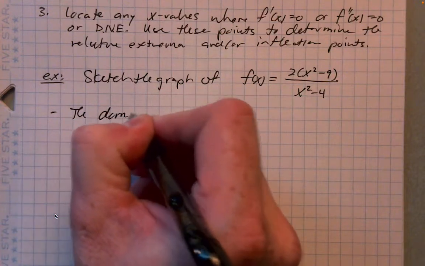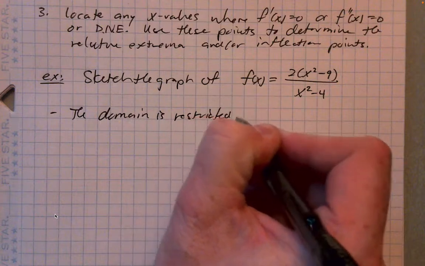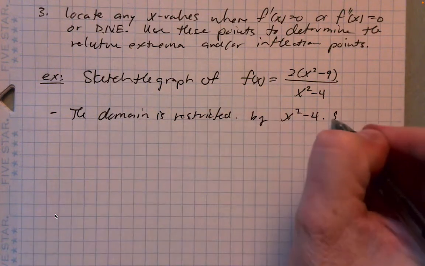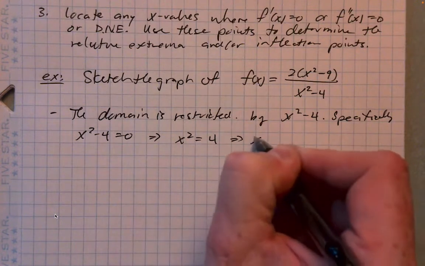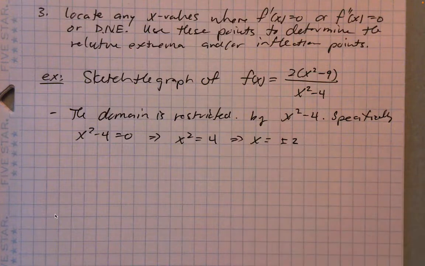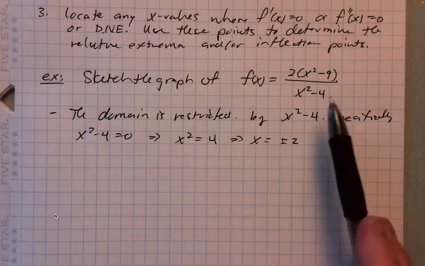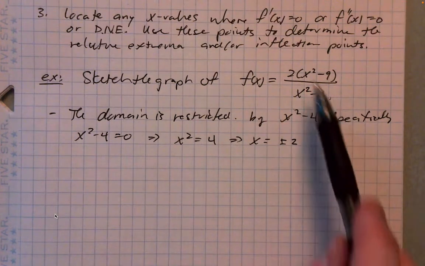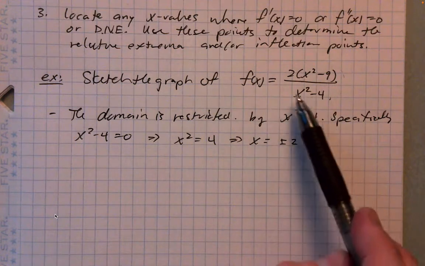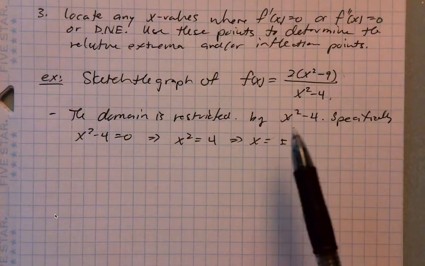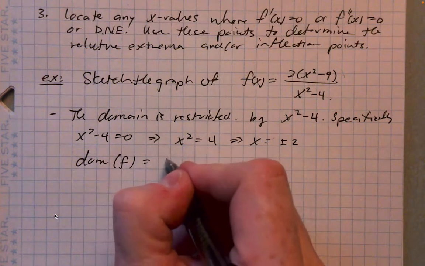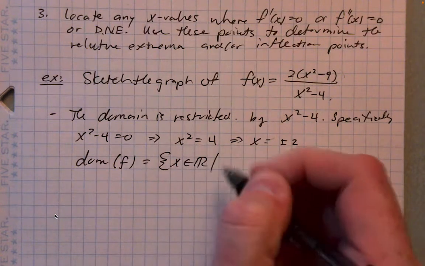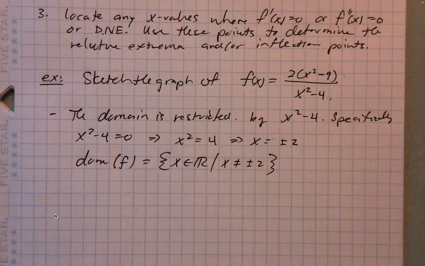So the domain is restricted by x squared minus 4. Specifically, we would say x squared minus 4 equals 0 implies x squared equals 4 implies x equals plus or minus 2. Right, and so the denominator here, x squared minus 4, is 0 when x is 2 or negative 2, and we can't divide by 0, so the domain of the function is all real numbers except for these 2. Okay, so this is an example where you can pretty quickly figure out the domain. So the domain is equal to x in R such that x is not equal to plus or minus 2. We'll write it like that. There's many ways you could write it. Okay, so any real number except for plus or minus 2.